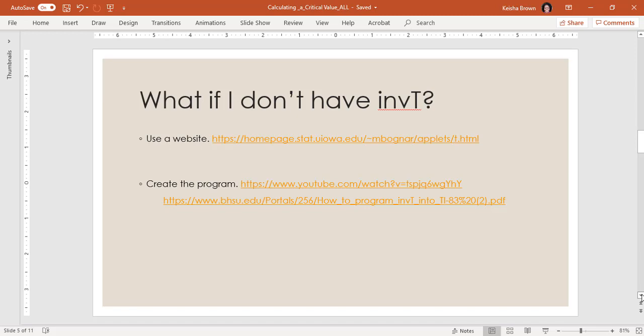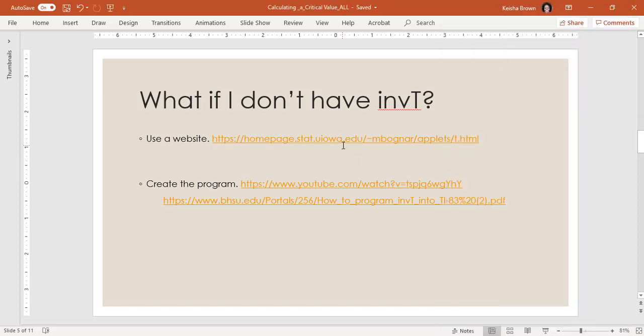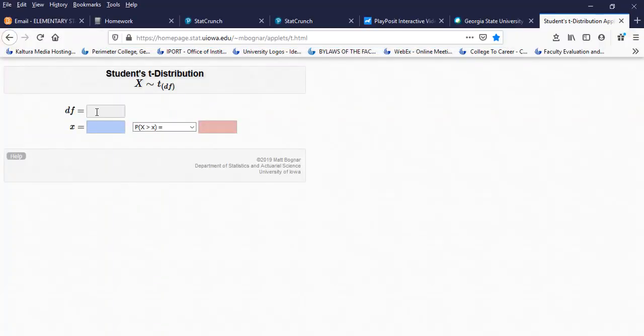If you don't have inverse T in your calculator, you're going to second and vars. And there is your inverse norm function, and right below that you should have an inverse t. If you don't, you have a couple of different options. You can use a website. So I've included a link to a website here, and you can type in your degrees of freedom. You can type in your alpha into this very last box, and you can pick whether you have a right tail test or a left tail test, and you can use these for your two-tailed test.